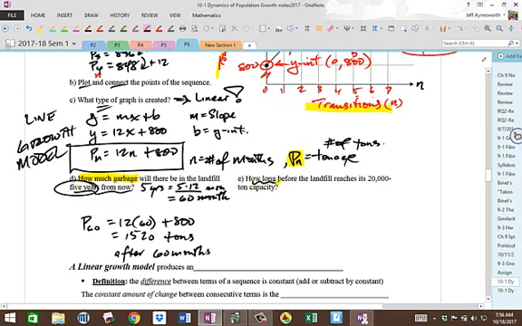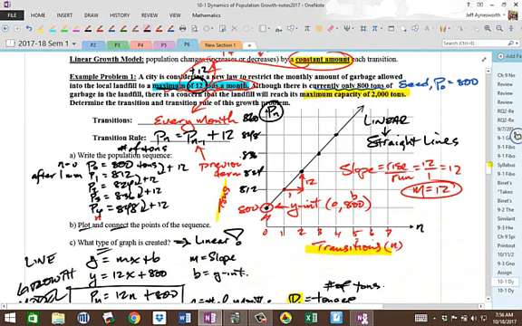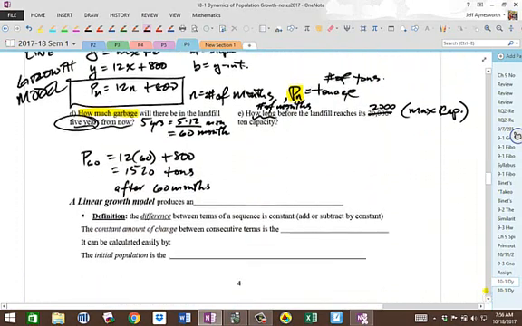It says how long? How many months have gone by when it reaches the maximum capacity, but it's not 20,000. It is actually 2,000. Let's change this. The maximum capacity is 2,000 tons. If you look back at the problem up here, max capacity was not 20,000 tons, it was 2,000 tons. So that was a little typo right there, so let's change that. So that is a p sub n value.